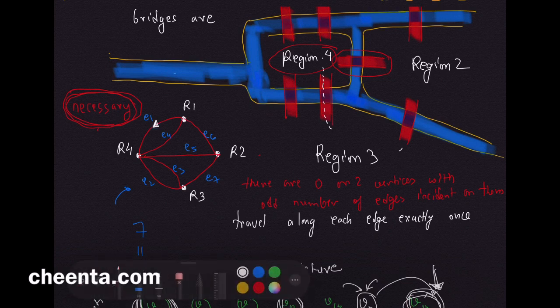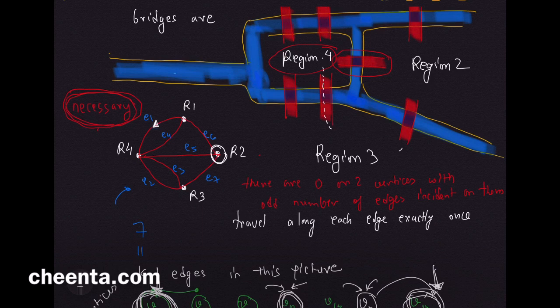Well, you can see easily that there is R2 with 3 edges incident on it, R1 with 3 edges incident on it, and R3 with 3 edges incident on it, and R4 with 5 edges incident on it. So each of these 4 vertices has an odd number of edges incident on it, but we know that at most 2 of them are allowed to have that. So clearly it's impossible to have such a path, and this was Euler's proof, and this was the beginning of graph theory as well as topology.